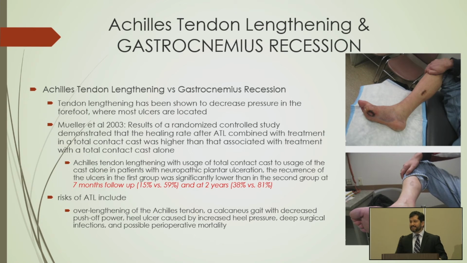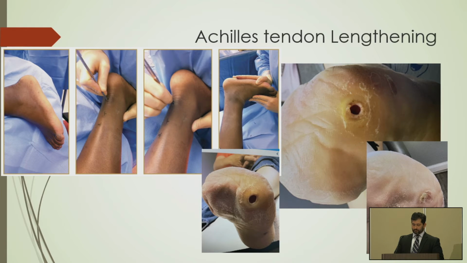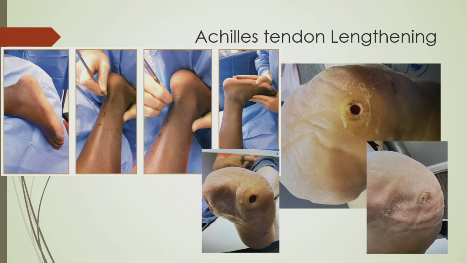Again, Achilles tendon lengthenings and gastrocnemius recessions are very well documented in literature to decrease the peak forefoot pressures, and are great procedures as an adjunctive or a primary procedure in patients that have forefoot ulcerations. Here on the left, you can see, these are not the two same patients, but you can see the procedure. Basically, small percutaneous stab incisions. We're able to release the Achilles tendon, lengthen it, and it decreases the forefoot pressures.